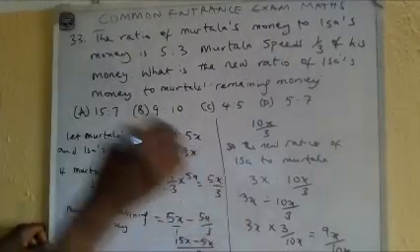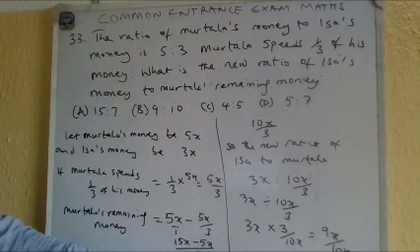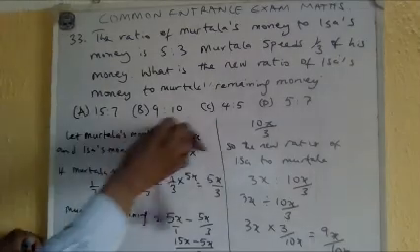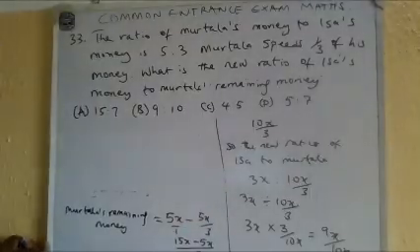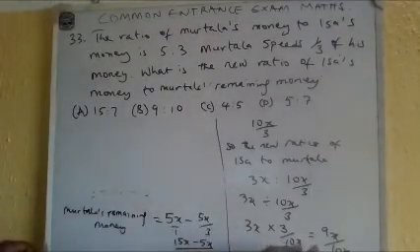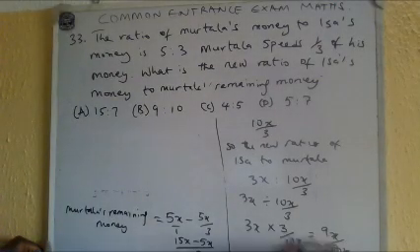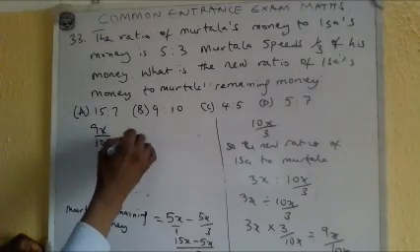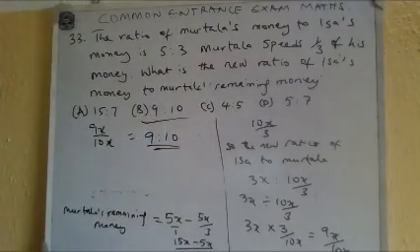So Isa to Murtala is 9:10. Let me bring it up here so I can see it. The ratio now is 9:10. That's 9x/10x. So what I have left is 9:10. That's B. B is the answer. We'll go to the next question, number 34.